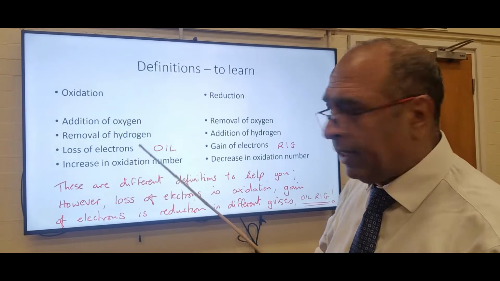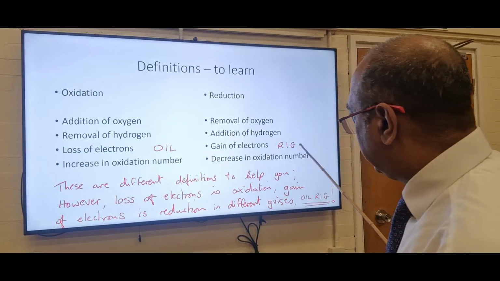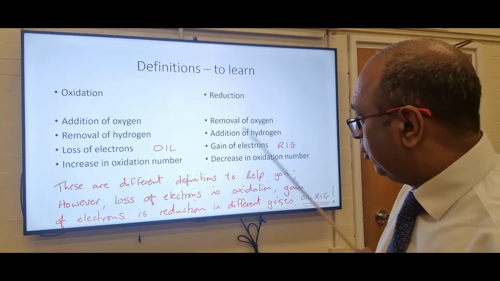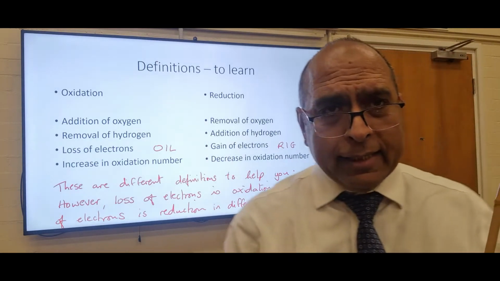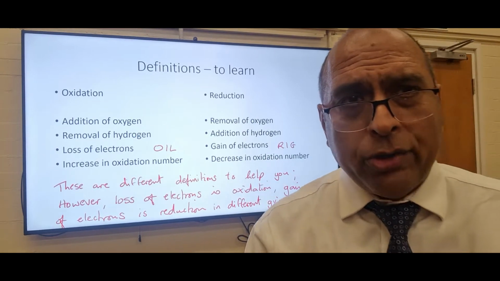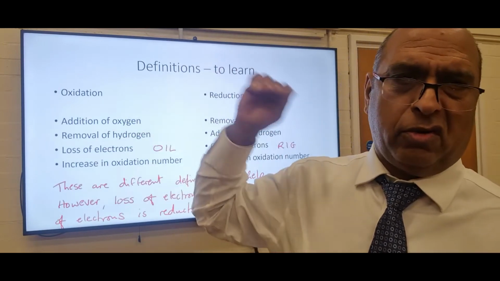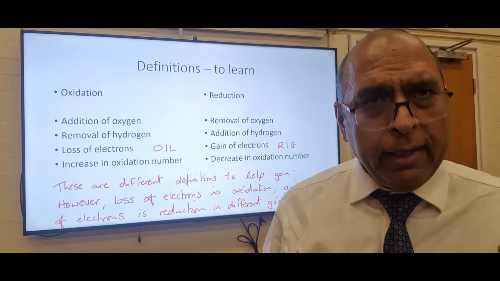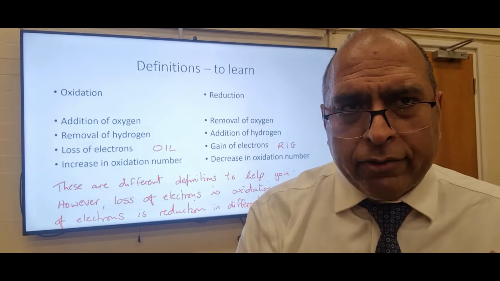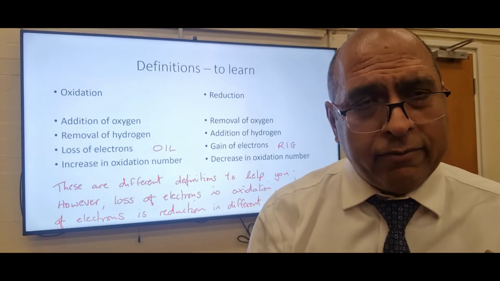Loss of electrons. Now, OIL: oxidation is the loss of electrons. Similarly, reduction is the gain of electrons. RIG. OIL RIG. I would say we're going to use the OIL RIG idea more than anything else, and everything, whether it's to do with oxygen or hydrogen or oxidation number, boils down to electrons being added or removed. OIL, loss of electrons. RIG, reduction is the gain of electrons.